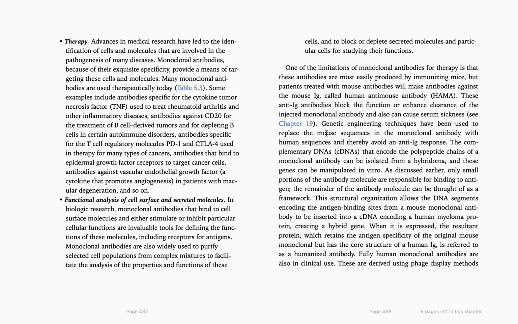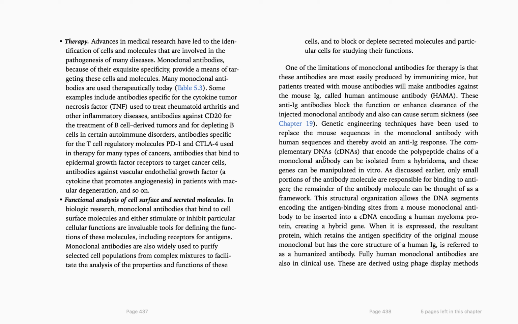These anti-IgG antibodies block the function and enhance clearance of injected monoclonal antibodies and also cause serum sickness. So see chapter 19. Genetic engineering techniques have been used to replace the mouse sequence in the monoclonal antibody with the human sequence and thereby avoid the anti-IgG response.